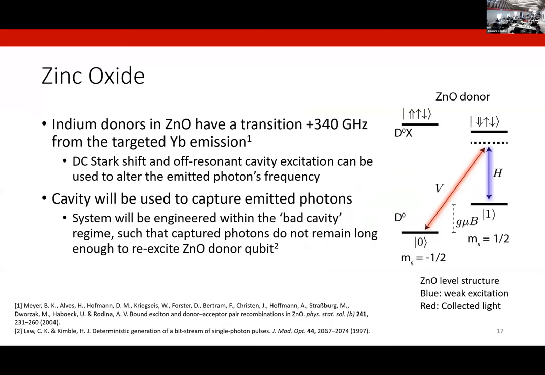Different types of donors will have slightly different emission frequencies. We are currently looking at indium donors and zinc oxide, which emit 340 gigahertz above our targeted ytterbium emission. This gap can be bridged using the DC Stark shift and by containing the zinc oxide defect in an off-resonant cavity. This cavity will also be used to collect our photons, but not for very long. We're going to build it within the bad cavity regime so that these emitted photons will be collected, but not remain long enough to re-excite our system.